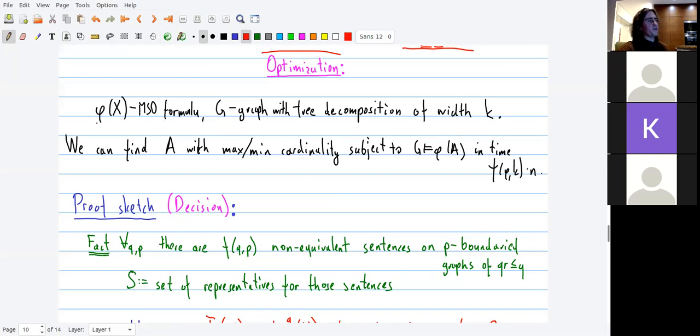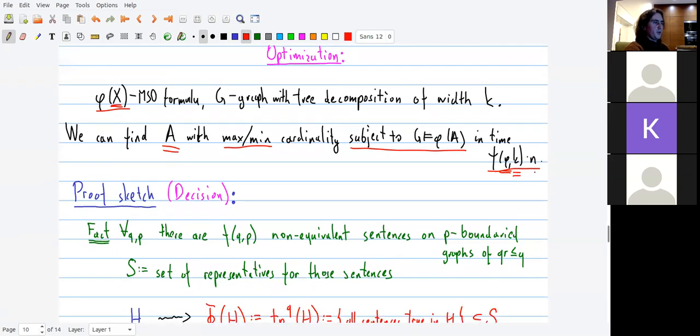The change here is that now I've got an MSO formula, say with one free variable, and now we can find a set that optimizes, say maximizes or minimizes cardinality, subject to a constraint that is given by an MSO formula. So for instance, using this formula for being independent, I could ask for a maximum size independent set in a graph, and this one I can find again in the same running time: some function of the description of the problem and the width k, times linear.